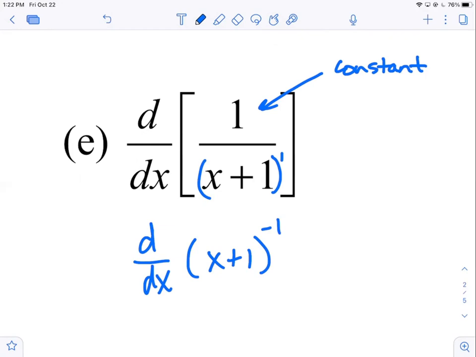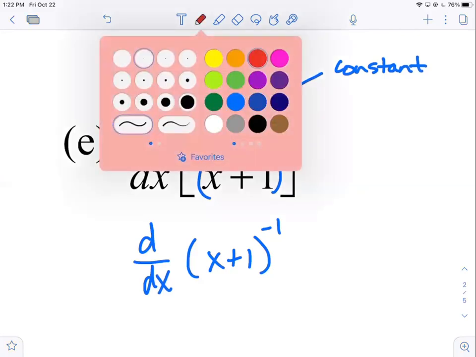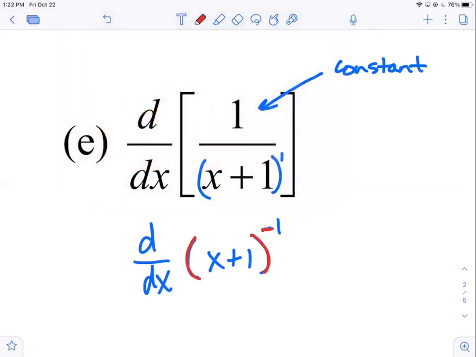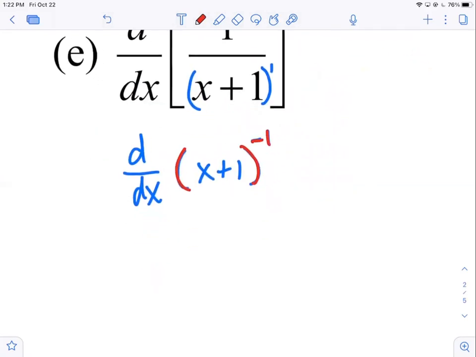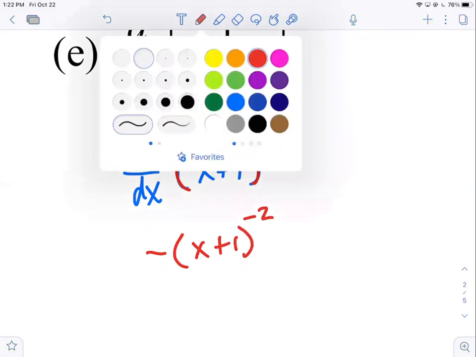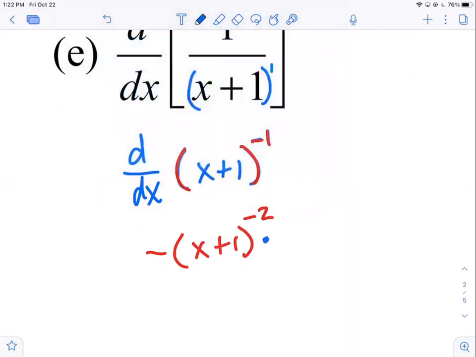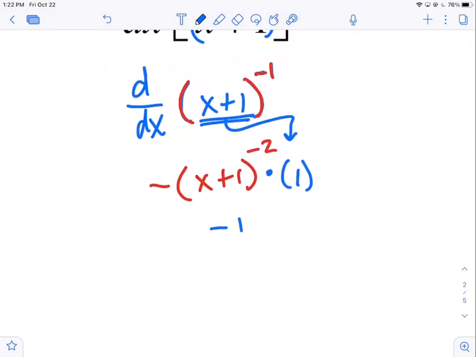Now it would have to be a chain rule because I don't know how to expand x plus 1 to the negative first, right? So this would be blob to the negative first. What would be the derivative of blob to the negative first? Negative blob to the negative second, right? And then times the derivative of the blob. What's the derivative of x plus 1? Just 1.